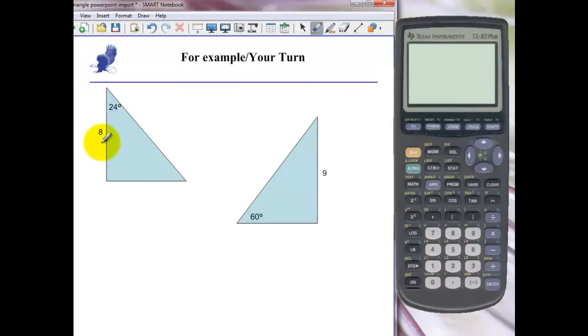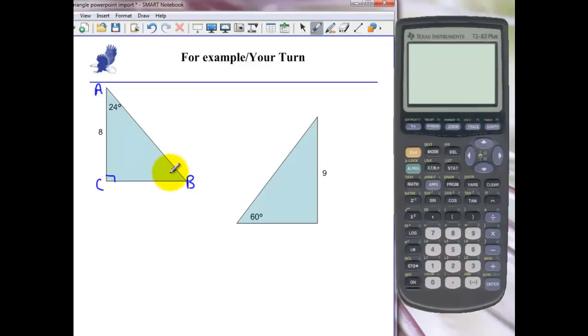So here we have one here. We're given one side and one angle. So we want to solve the rest of this. Let's label these so we can talk. Let's call this A and B. And we know it's a right triangle. We were told that, so it's 90.